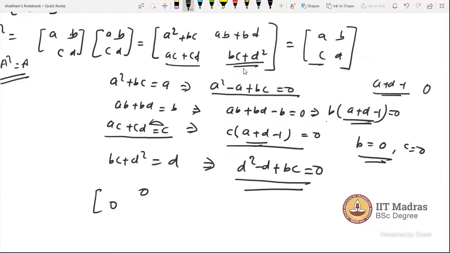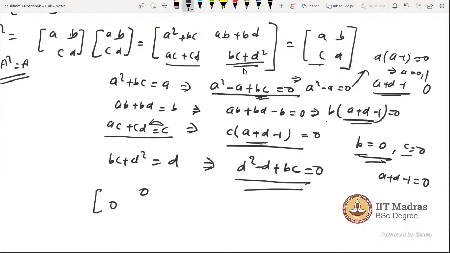This condition says that either B equal to 0 or A plus D minus 1 is equal to 0, or both can be 0 also. Whatever you take. So I am assuming, let's say, that B equal to 0, C equal to 0, and A plus D minus 1 is also equal to 0. As in this equation, as we obtained B and C 0, this will become BC equal to 0, and this says A square minus A is equal to 0, which says A minus 1 is equal to 0, which says A is equal to 0 or 1.